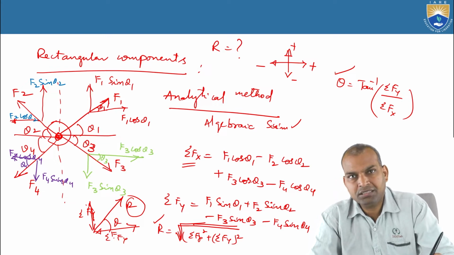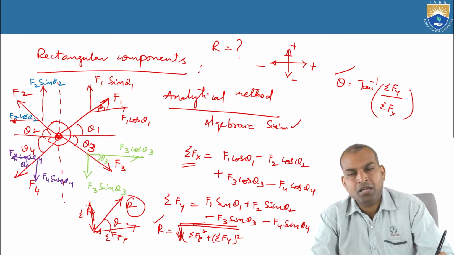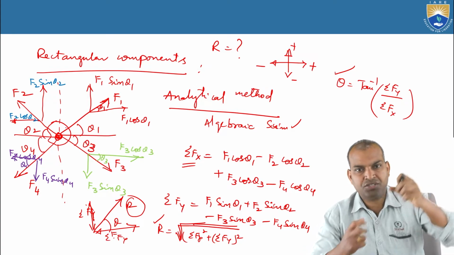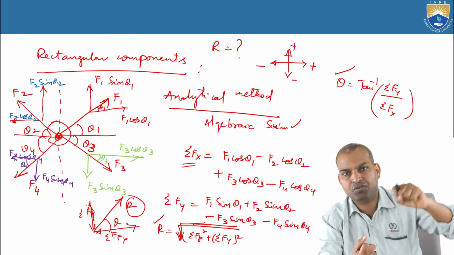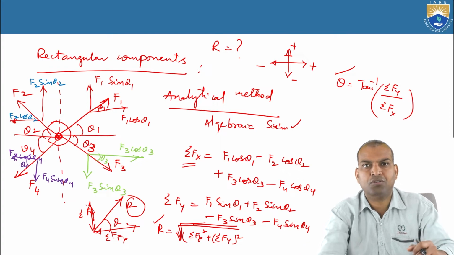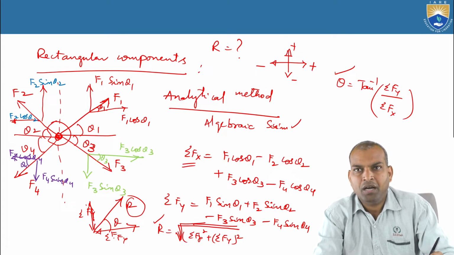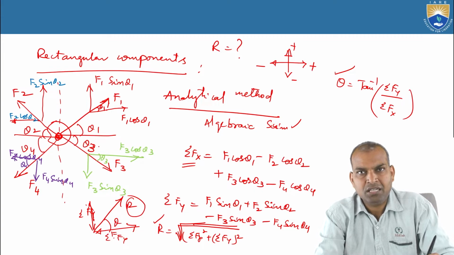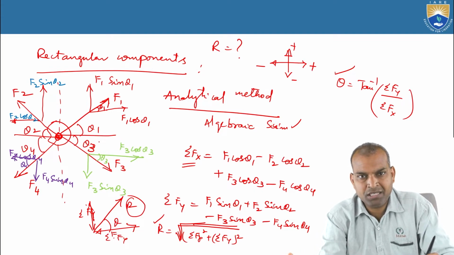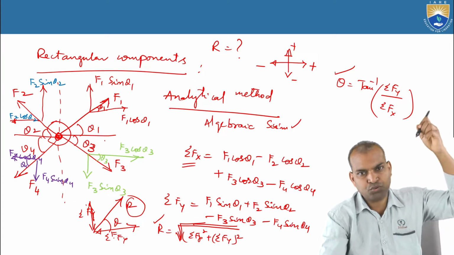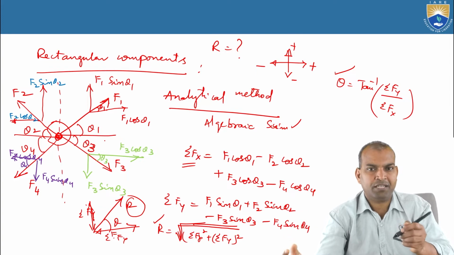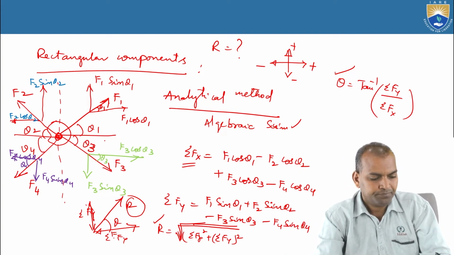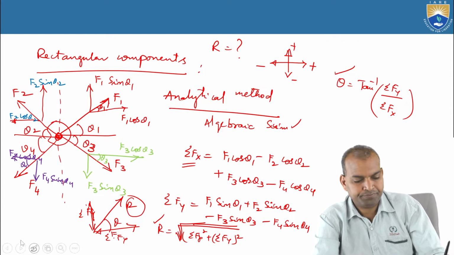Now in this, we consider the case study. All the forces are acting away from the particle, tensile in nature, pulling in nature. F1 is pulling in the theta 1 direction, F2 is pulling in theta 2, F3 is pulling in theta 3, theta 4 and so on. Now suppose some of the forces are compressive in nature, going towards the point, and some forces are mixed. We have to consider that case now.